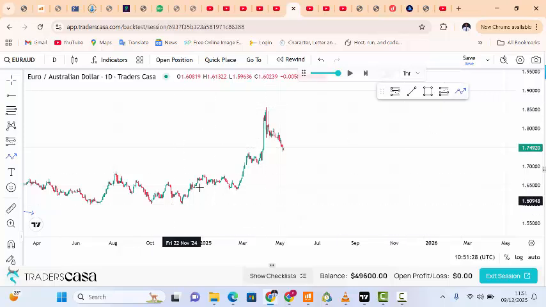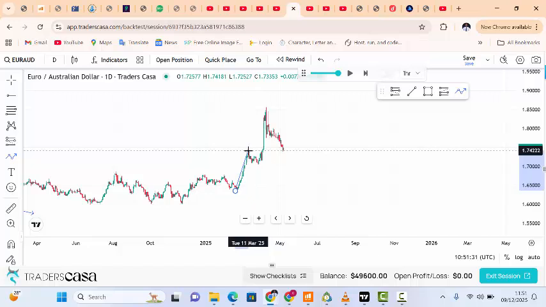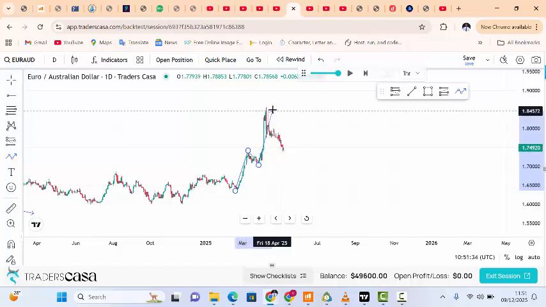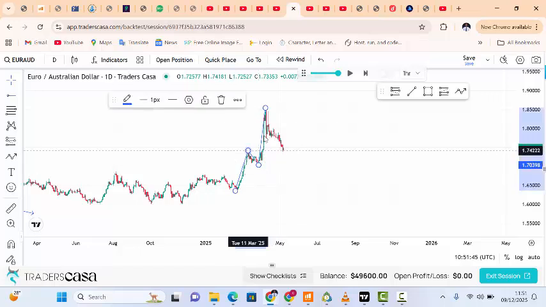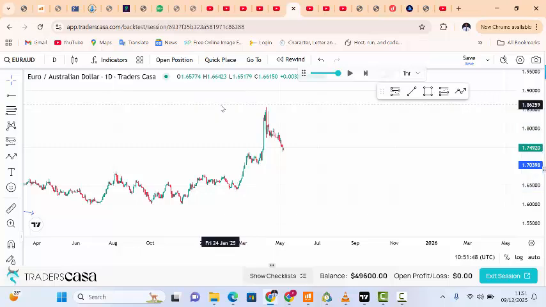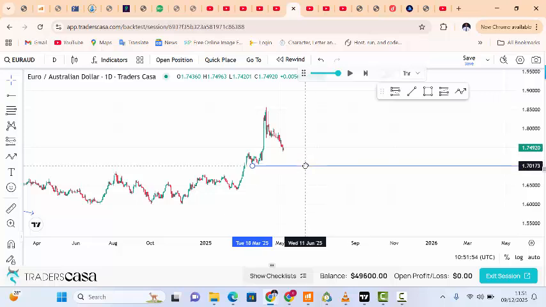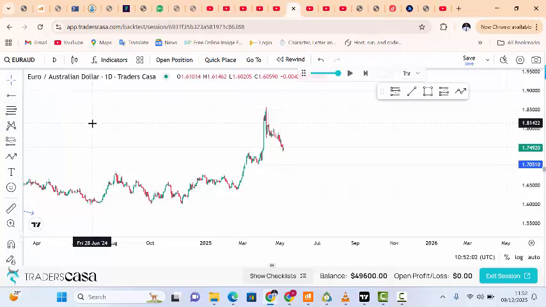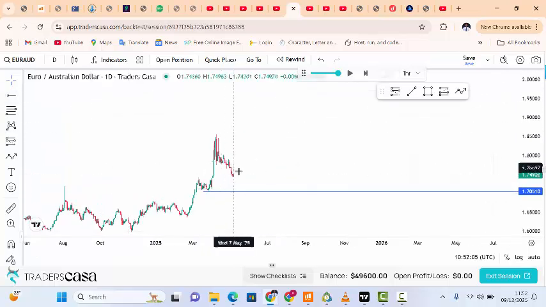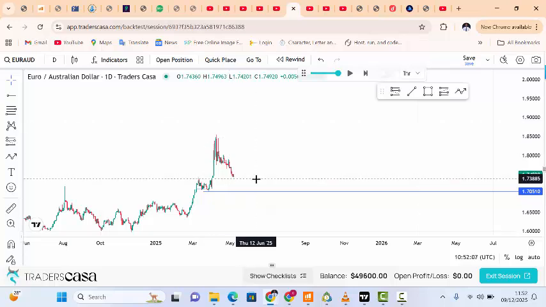So if I'm to map this, this is a pullback, right? Another up, right? So this means that right here is our pullback. That's our swing low. Let me delete this. We've already mapped out our swing low. So there is our swing low. And this place is our swing high.